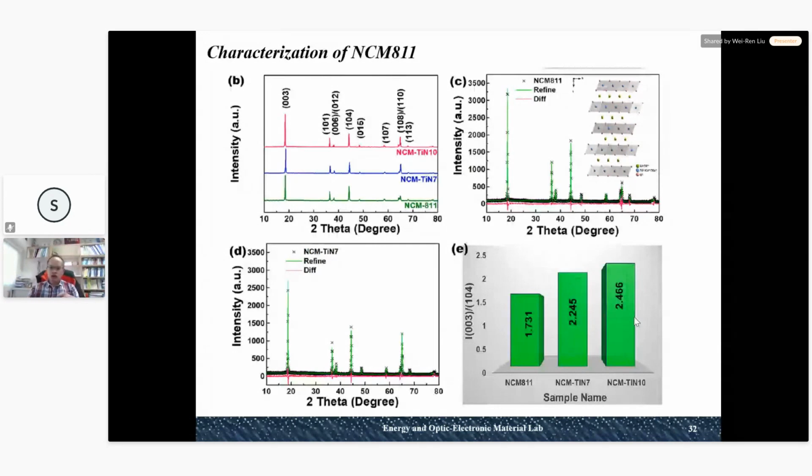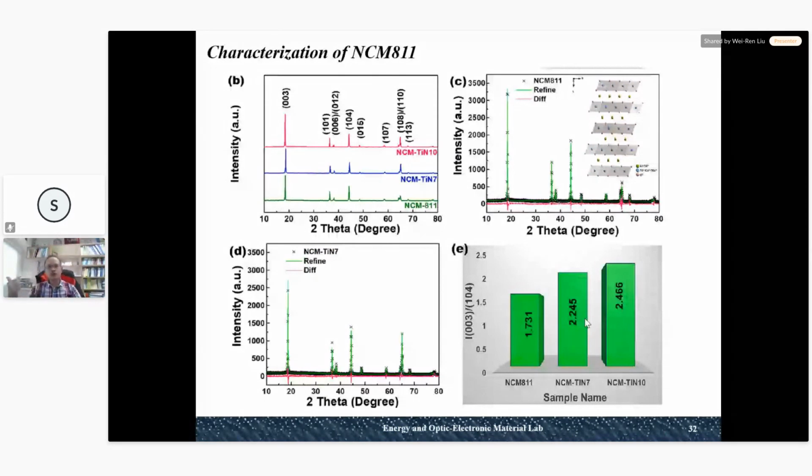If cation mixing occurs, it will create very poor cycle stability. You can see for the pristine, the 003 to 104 ratio is 1.731. But after the titanium nitride coating, the ratio increases to 2.2. It means that using the titanium nitride coating can reduce the cation mixing in the structure.